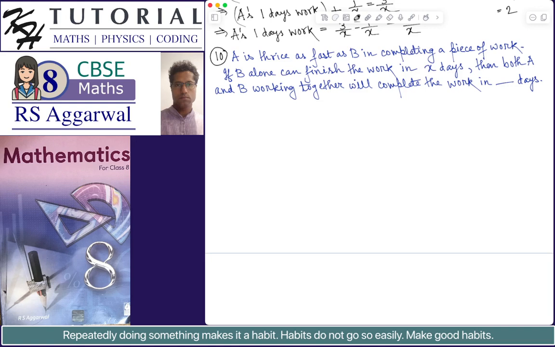Which means that if B is completing the piece of work in 30 days, then A will complete the work in 30 by 3, that is 10 days. Okay. Now, if B alone can finish the work in X days, then both A and B working together will complete the work in how many days? Okay.